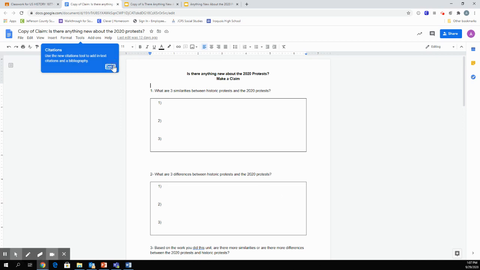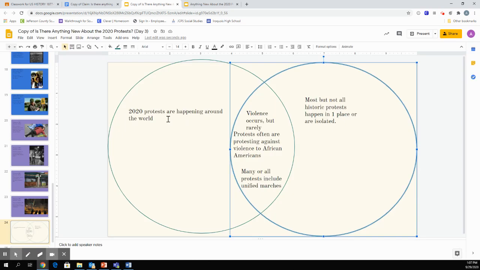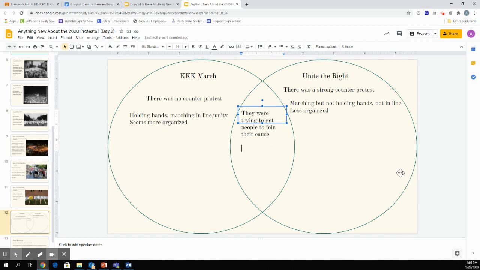Now, I know I've gotten very long on this video already. And like I said, I'll put timestamps so you can know where to go for question 1, question 2. But the last thing we're going to do is, is there anything new about the 2020 protests? So what you're going to do is look at your Venn diagrams that include different stuff than what I posted and make sure differences go on the outside, similarities go in the middle. Differences go on the outside, similarities go in the middle.